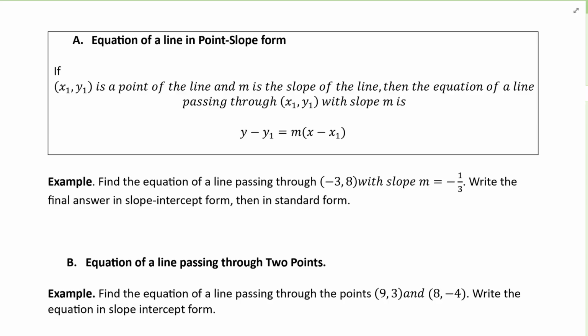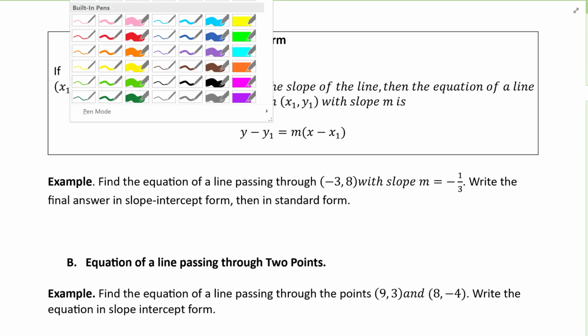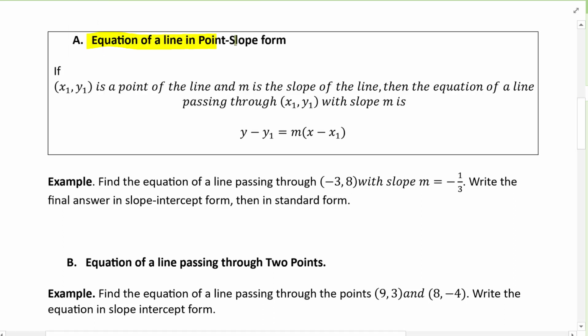In this video, we'll talk about applications of linear equations. So let's talk about the equation of a line in point-slope form. If x sub 1, y sub 1 is a point of the line and m is the slope of the line, then the equation of the line passing through x sub 1, y sub 1 with slope m is given by the formula y minus y1 equals m times x minus x1.